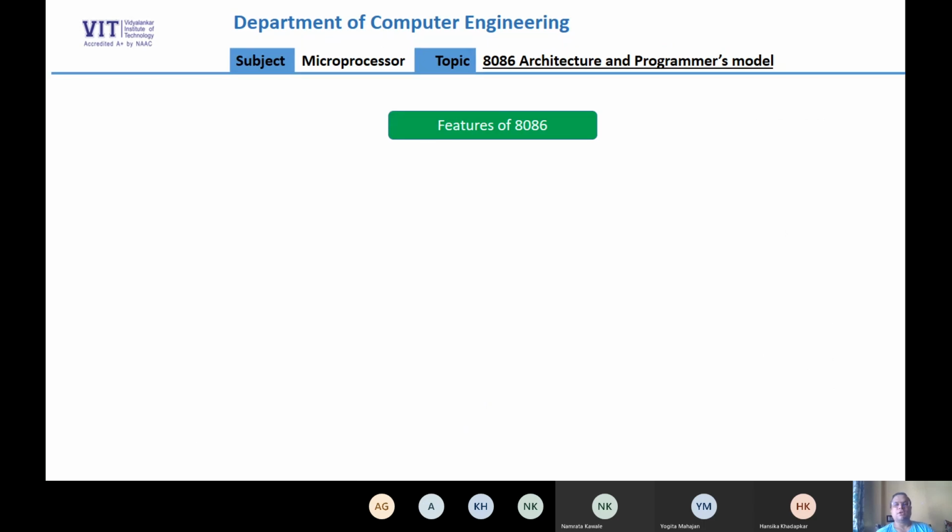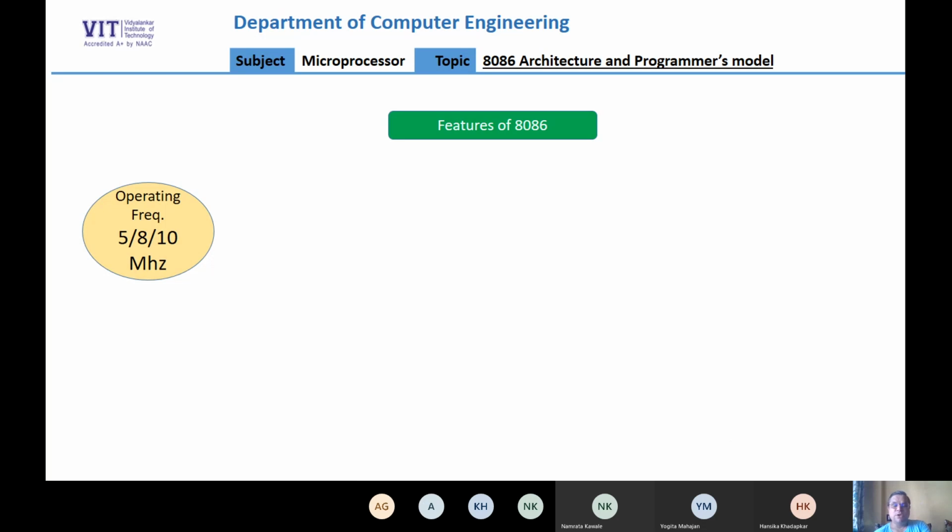We'll start with the features of 8086 processor. Sometimes in short answer questions, the question can come like this: list different features of 8086 processor. So these features you need not learn by heart. After learning 8086, you will definitely remember all these features of 8086 processor.